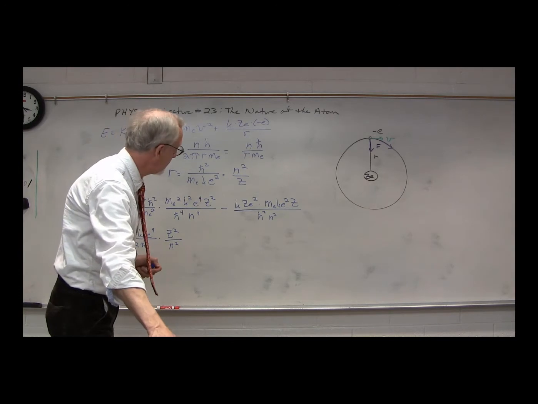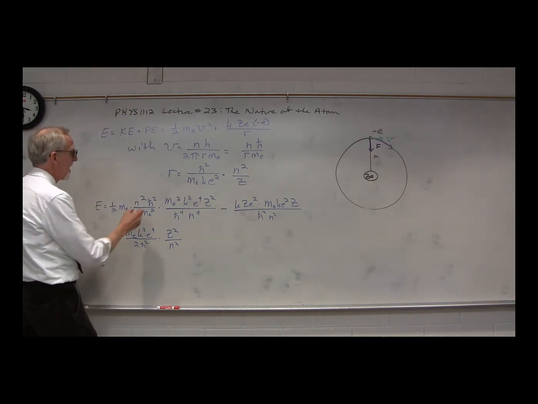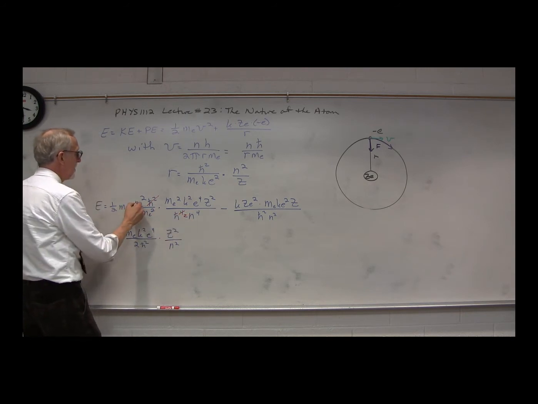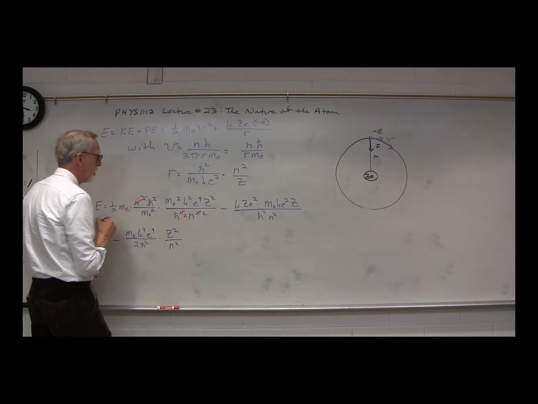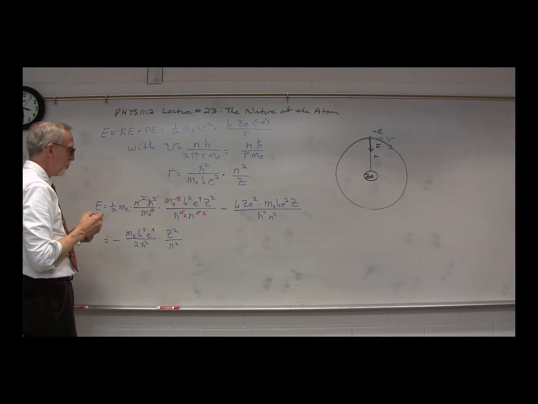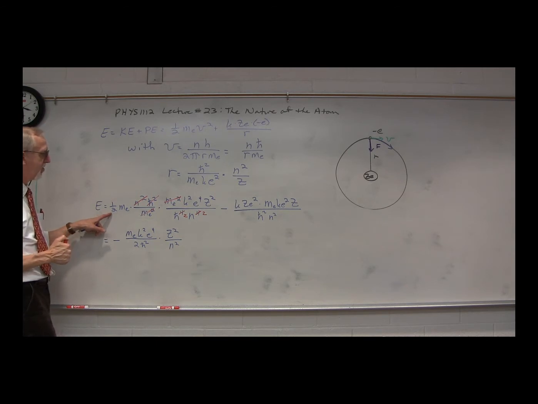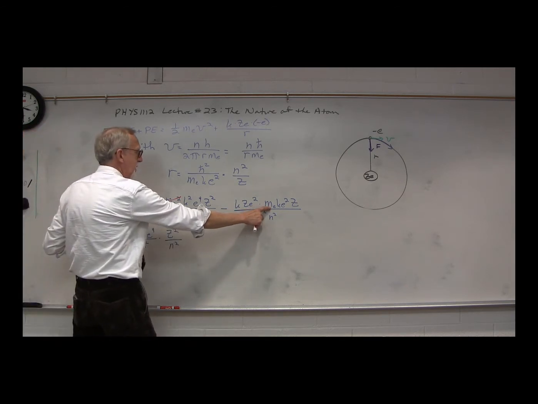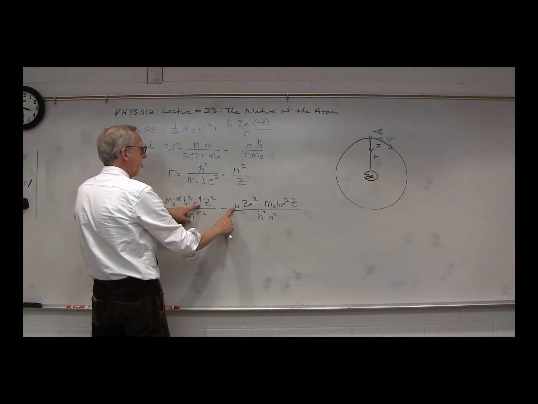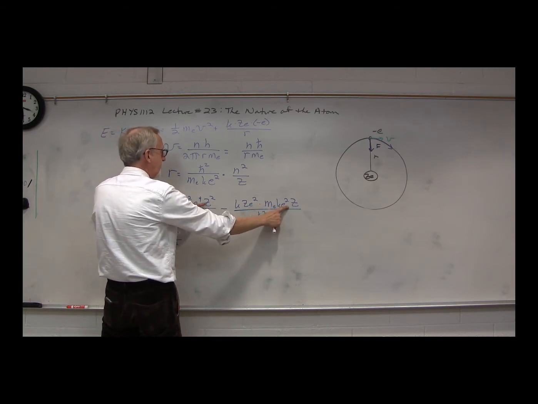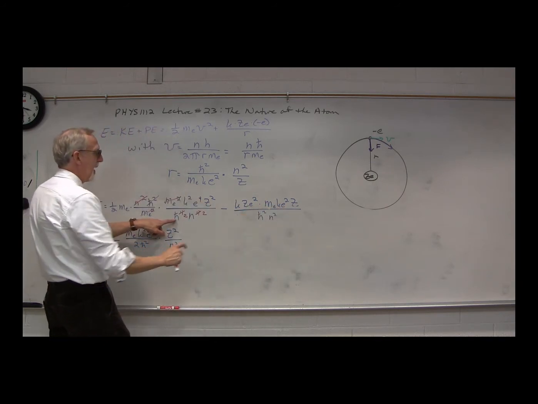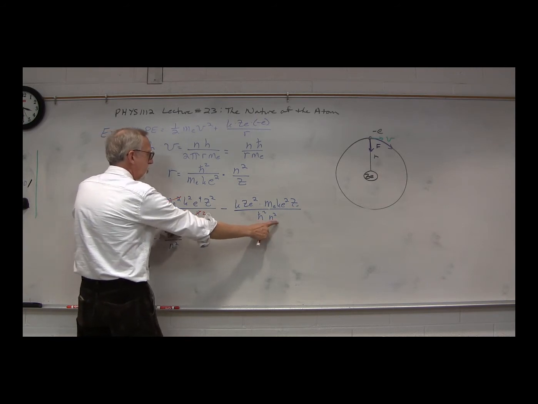Now, let's notice here we can simplify a bit. We have an h bar squared, and we can cancel 2 of those. We have an n squared, we can cancel 2 of those. We have an m_e squared and m_e squared. So what do we end up with? Notice we have 1/2 m_e, K squared, K times K, e to the 4th, e squared times e squared, Z squared, Z times Z, divided by h bar squared, n squared, n squared.